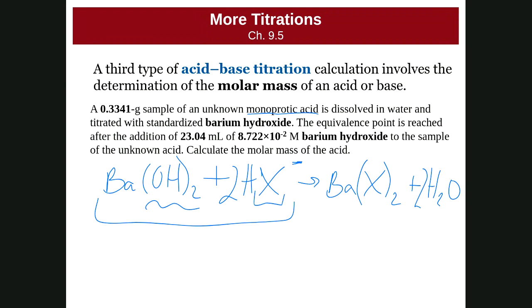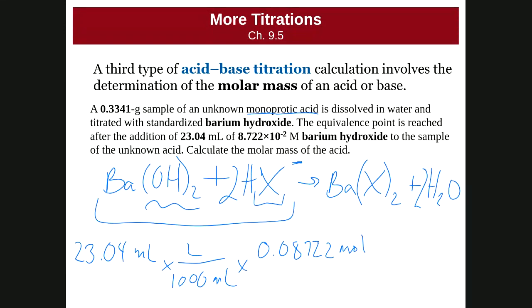So if we have 23.04 mL of barium hydroxide, we're going to convert that into liters, divide by 1,000, and multiply by our molarity, so that we cancel out liters and milliliters. And we find that we need 0.00201 moles of barium hydroxide.